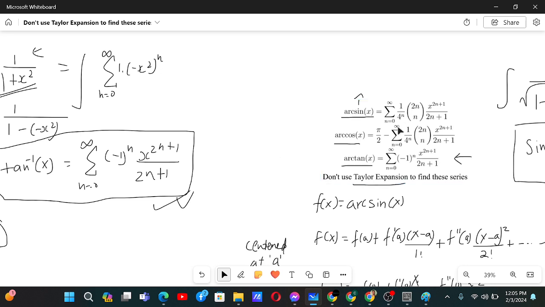And now we have found a series for all of these, and we didn't use the definition of Taylor series. We in fact integrated the other expansions that we got from the geometric series and binomial series, and that did help us solve the problem.